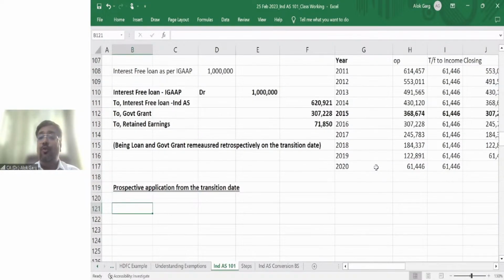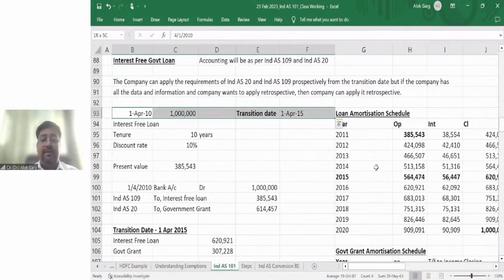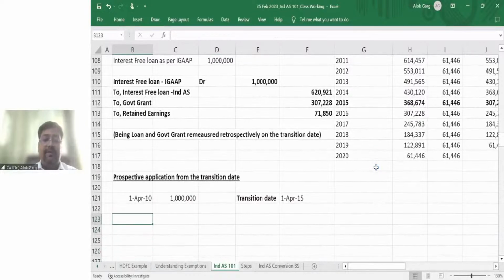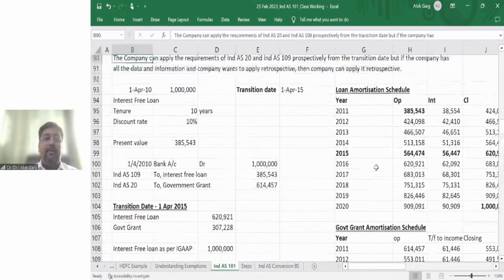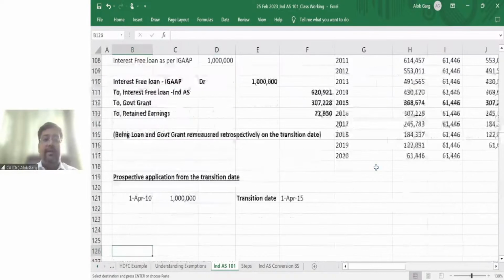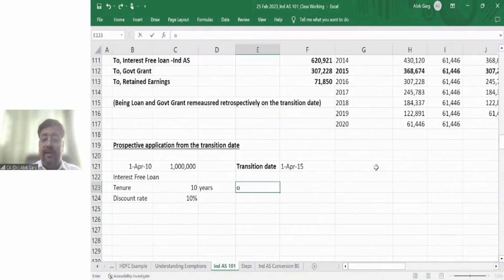What is the loan as per IGAP on the transition date? The loan has been taken on 1st April 2010 for rupees 10 lakh. The transition date is 1st April 2015. It is an interest-free loan, tenure is 10 years, and the discount rate is let's say 10%. But what is the outstanding period from the transition date? It is 5 years.